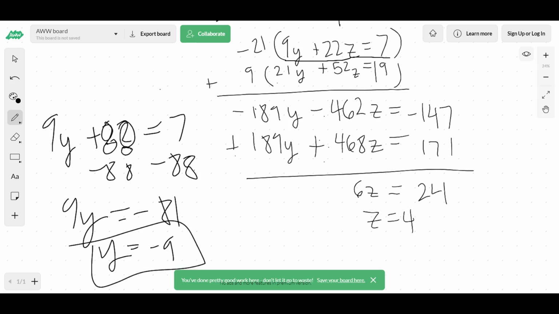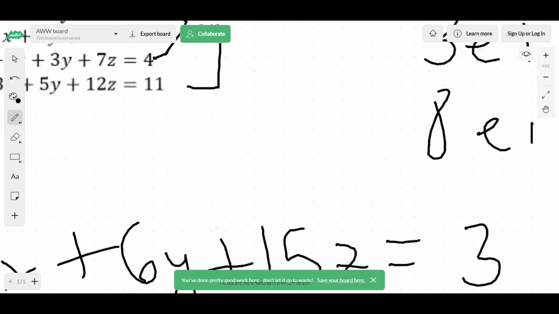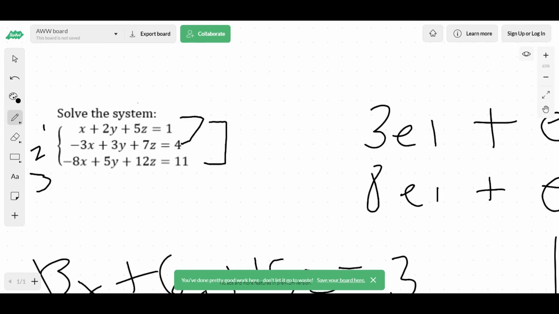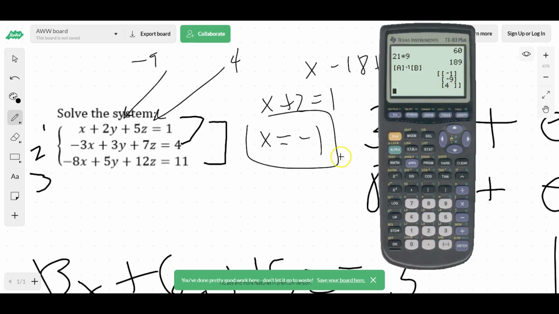And then you would take these two things and plug them into one of your top equations. So probably this one with the x, so I'd plug my negative 9 in there, and I'd plug my 4 in there. And so this would give you x minus 18 plus 20 equals 1, or x plus 2 equals 1, or x equals negative 1. And if we go back through and we check, we got that same answer.